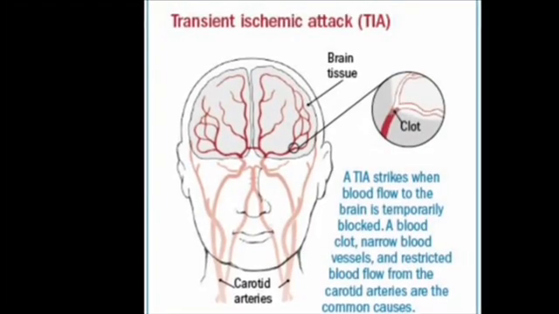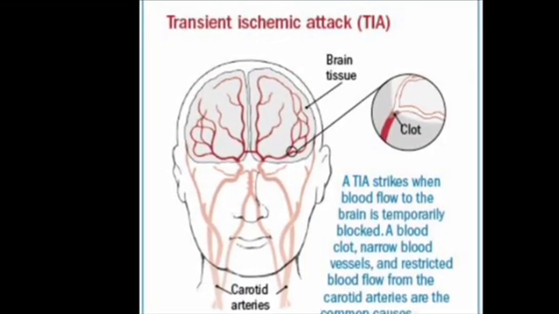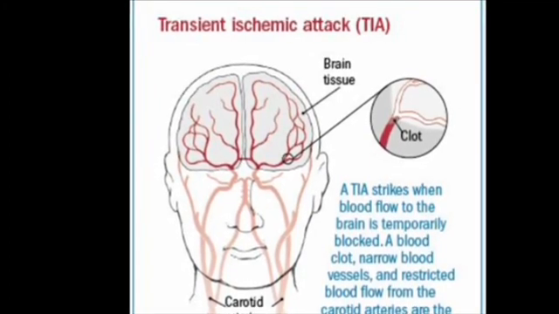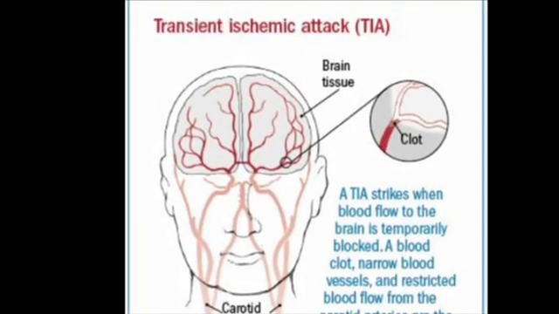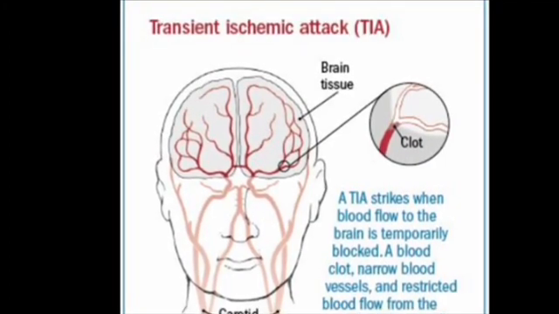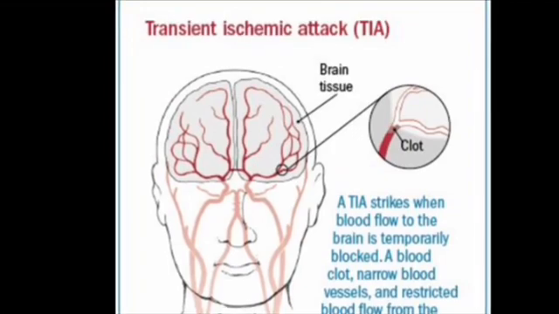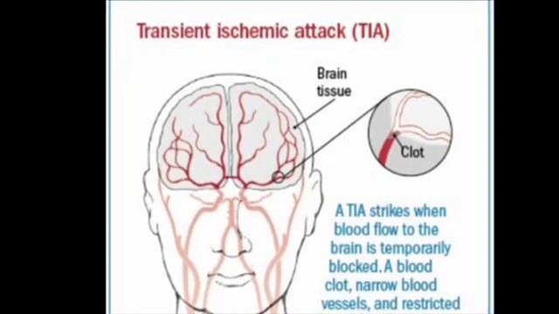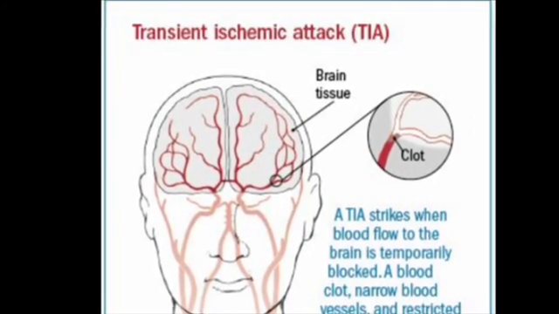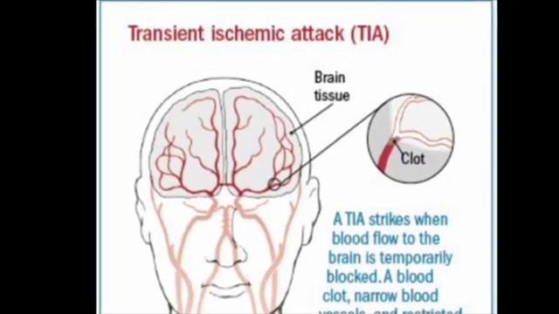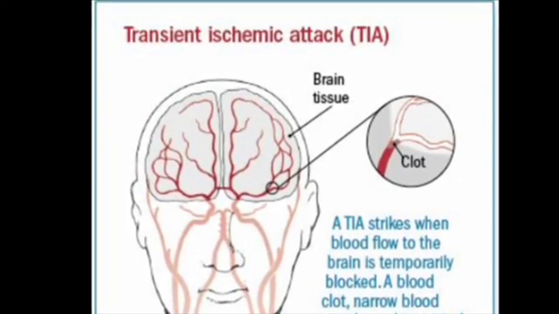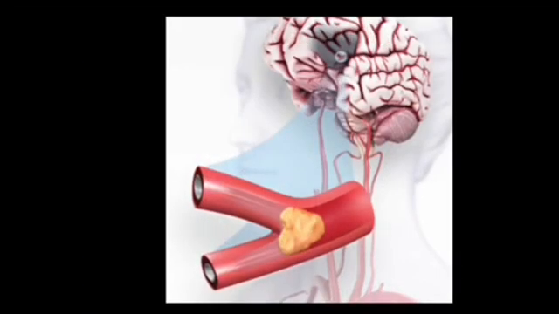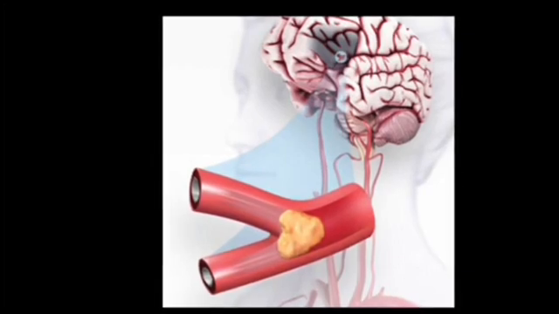The third type of stroke is called the transient ischemic attack, which is the TIA. The TIA strikes when blood flow to the brain is temporarily blocked. A blood clot, narrow blood vessels, and restricted blood flow from the carotid arteries are the common causes. This type of stroke is called the mini stroke, which is caused by a temporary clot. And in this picture, you can see the mini clot or the temporary clot in this particular part of the brain. Stroke is a cardiovascular disease that many people suffer from.